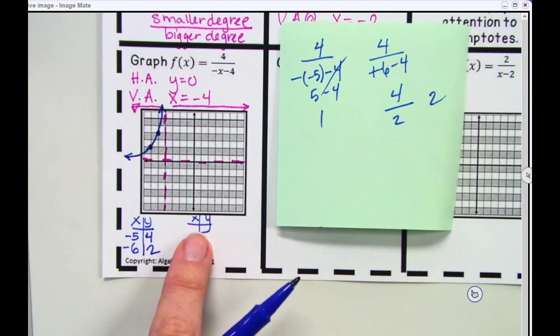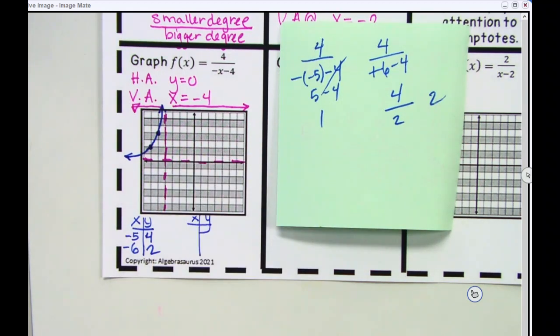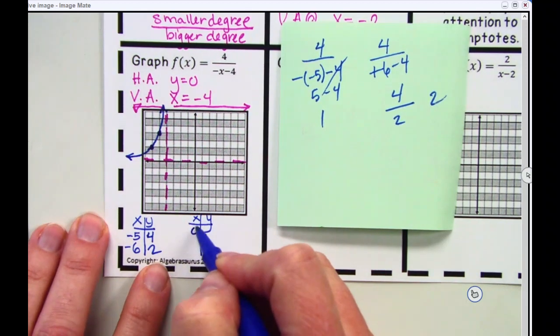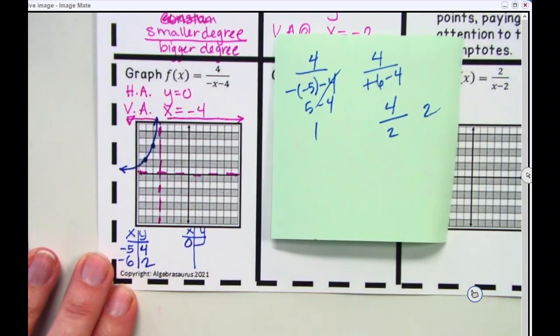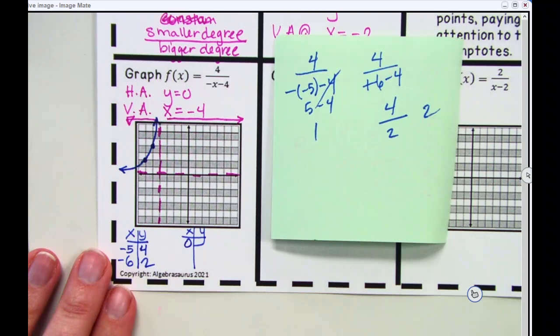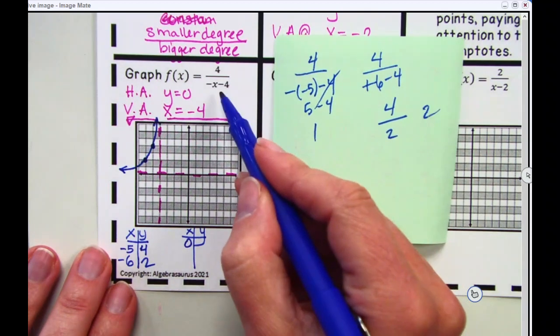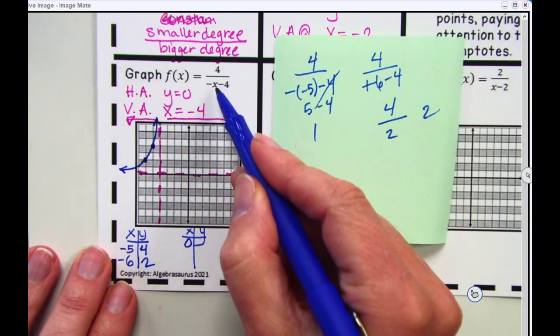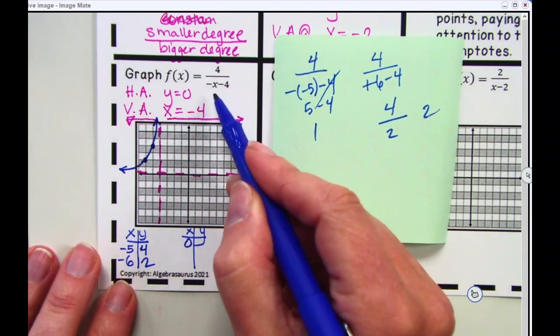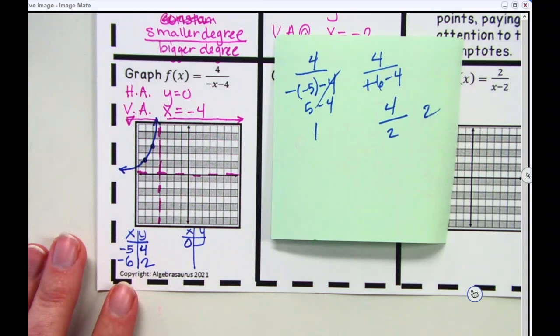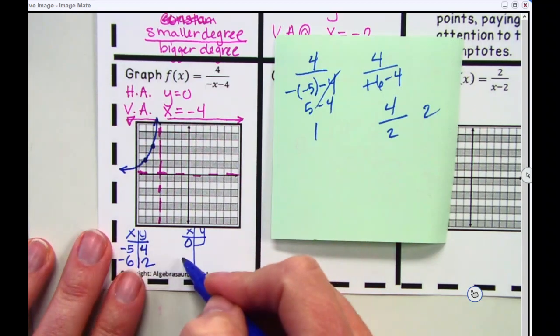Pick numbers on this side that might make your math easy. I think 0 is a great one. 1 would be a good one. Sometimes I don't like fractions. I might choose 2. I might choose 4. It just kind of depends. Do you guys want to go with 1, 2, 4? 2. All right, I'm hearing more twos. We're going to go twos.